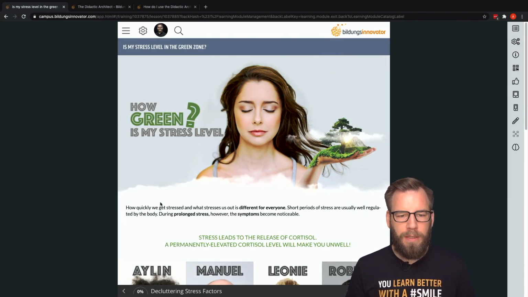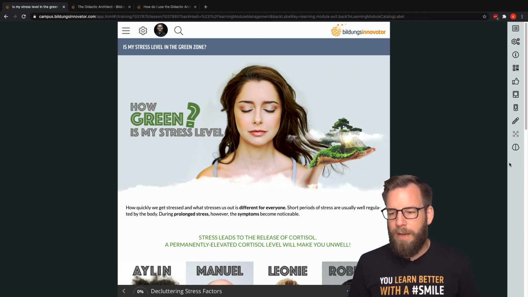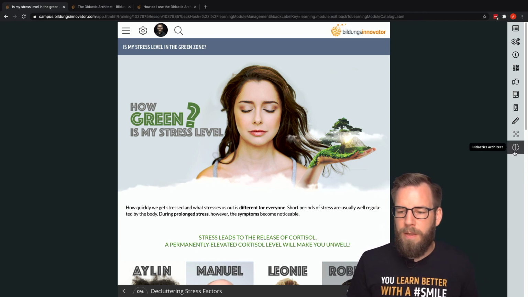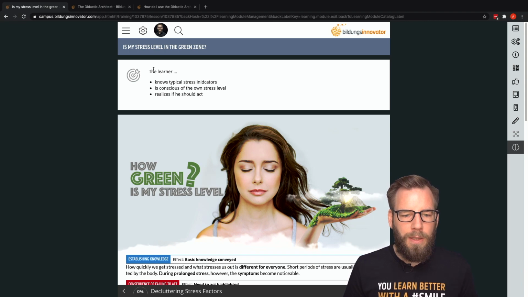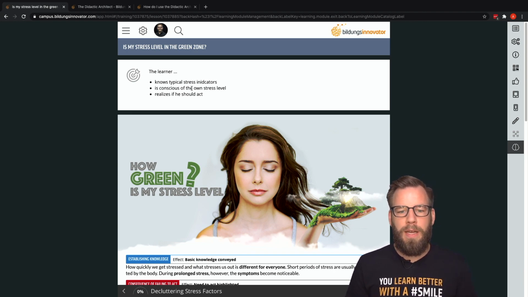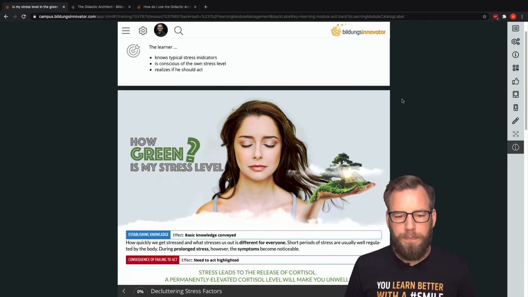Is my stress level in the green zone? And then we have here at the sidebar the Didactics Architect that I can now activate. And then you see the learning objectives here at the top of the card. The learner knows typical stress indicators, is conscious of their own stress level, and realizes if they should act. This is the objective that we want to obtain with this card.